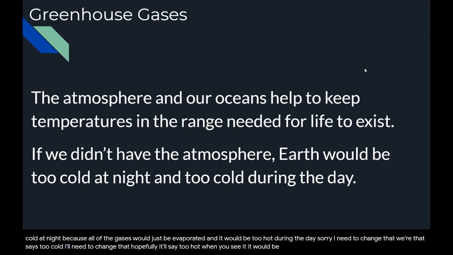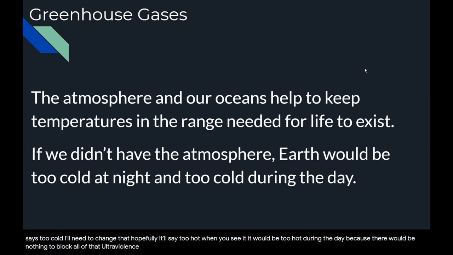But it would be too hot during the day because there would be nothing to block all of that ultraviolet radiation, and it would get really, really, really hot.